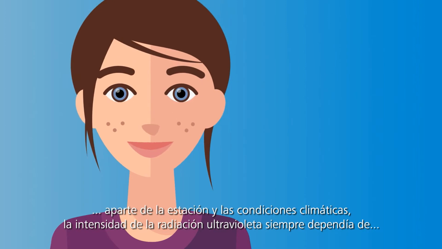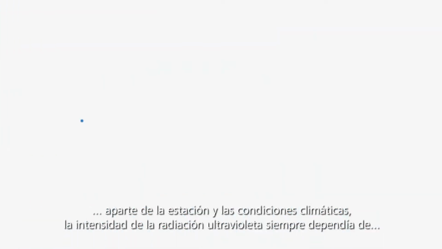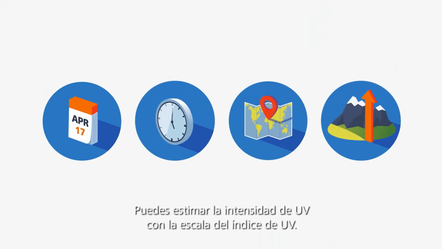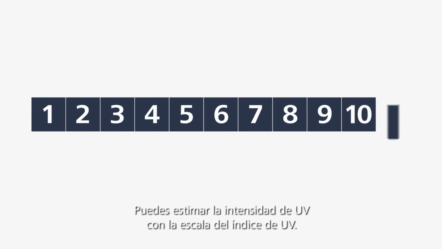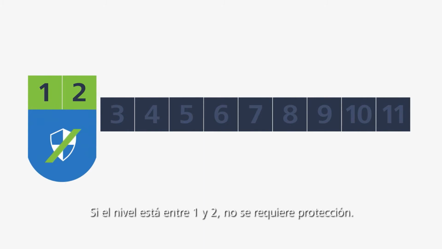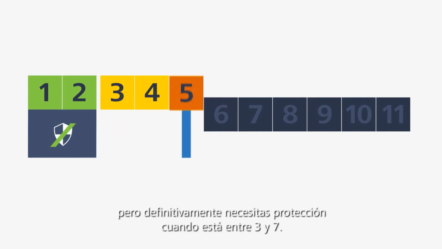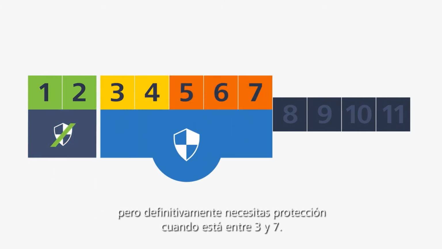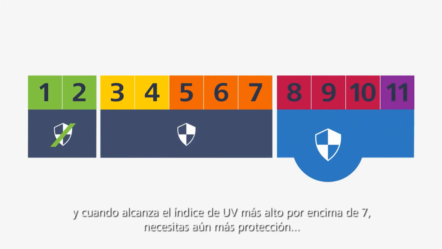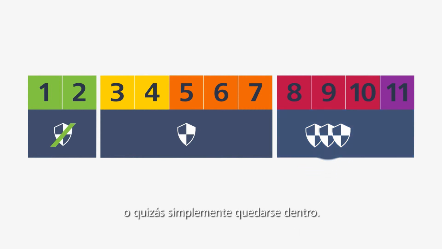But don't worry. Apart from season and weather conditions, the UV intensity always depends on day, time, region, and elevation. And you can estimate UV intensity with the UV index scale. If the level is between 1 and 2, no protection is required. But you definitely need protection when it's between 3 and 7. And when it reaches the highest UV index above 7, you need even more protection. Or maybe just stay inside.